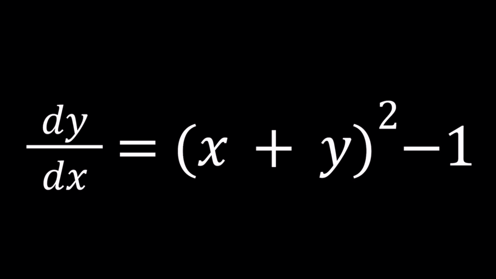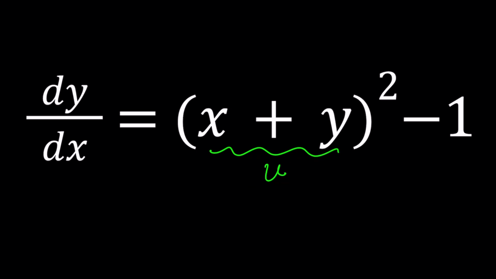Hello everyone. In this video we're going to be solving a differential equation. We have dy over dx equals the square of x plus y minus 1, and we're going to be solving for y values. Now let's go ahead and approach this problem in two different ways, one of which is using substitution. So I can go ahead and call this thing u.